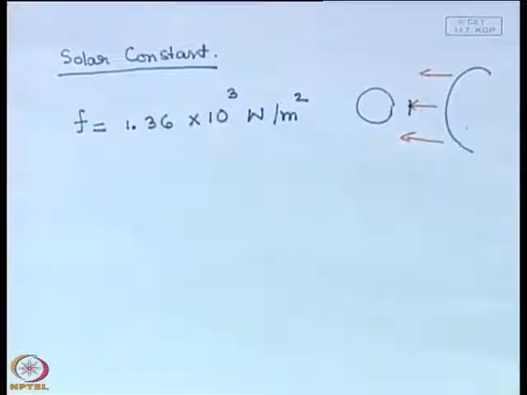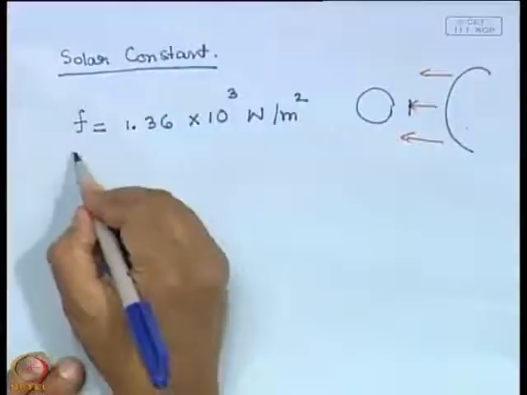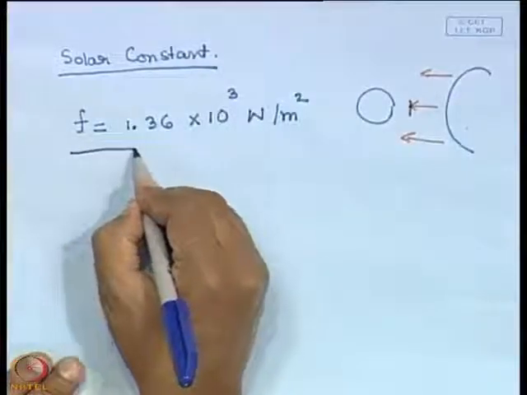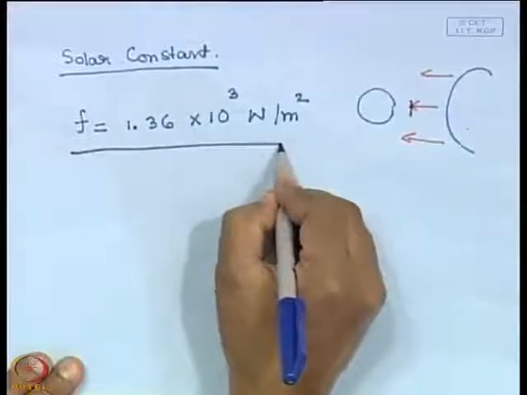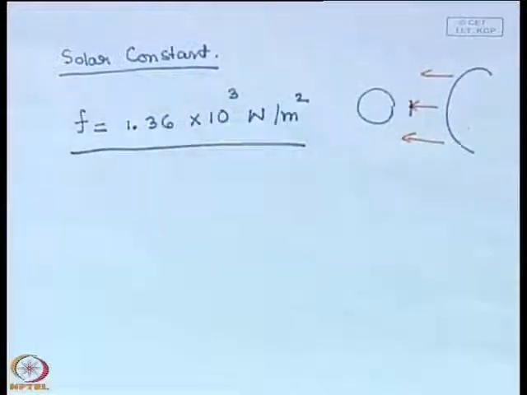This is the flux of total solar radiation incident per unit area of the earth, and you have to measure this outside the earth's atmosphere. It is this energy incident on the earth which essentially keeps us alive, keeps the whole civilization going, keeps life on earth going. So this is what is called the solar constant.